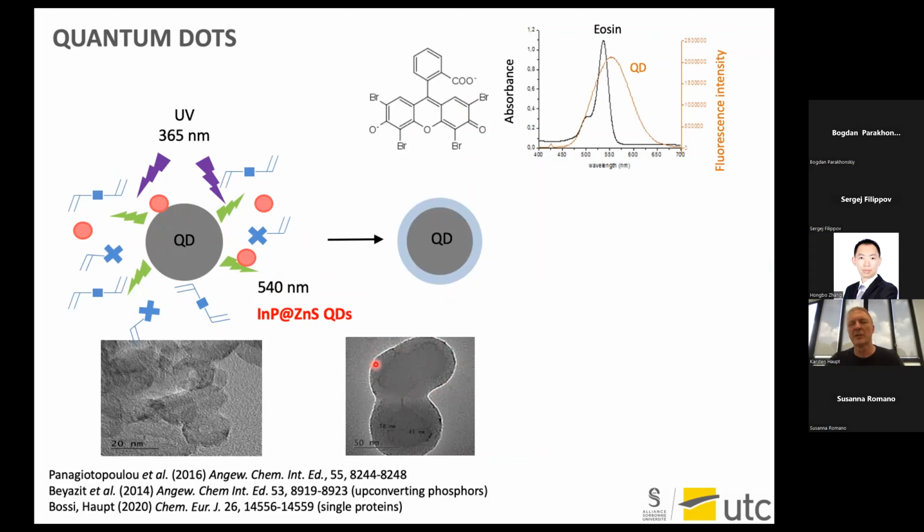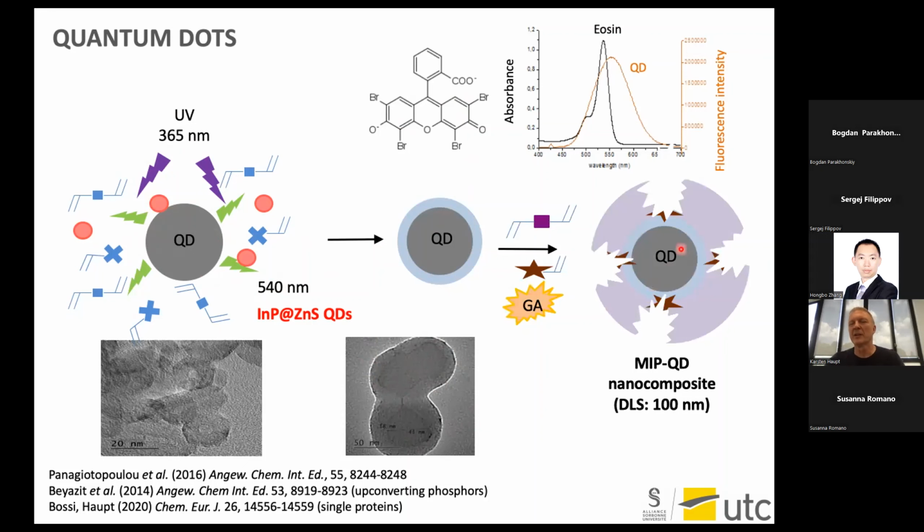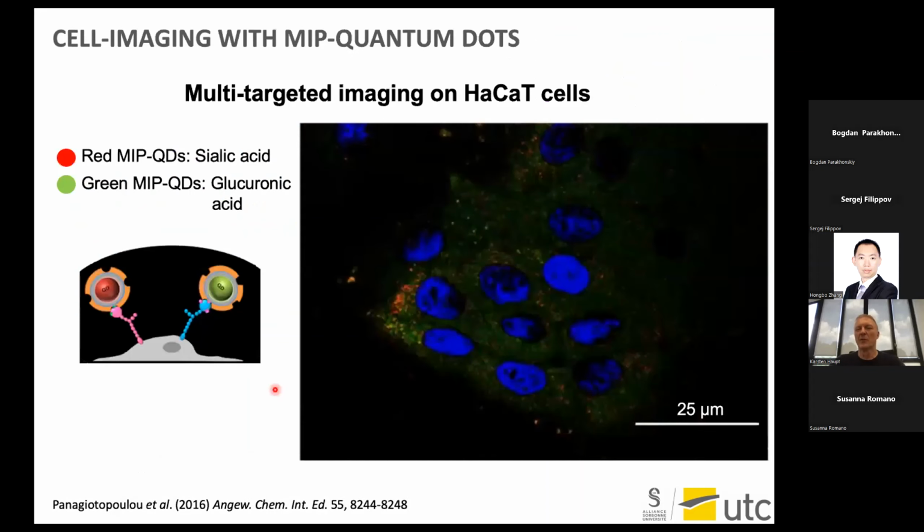And now we can put all the other monomers in order to do molecular imprinting, so glucuronic acid and cross-linker and functional monomers, and switch on the light again. And with some more fluorescent light of the quantum dots, we will make a second layer, and this layer now is molecularly imprinted polymer. So we end up with a nanocomposite material with molecular imprints at the surface of a diameter of about 100 nanometers. And again, it can be used for bioimaging.